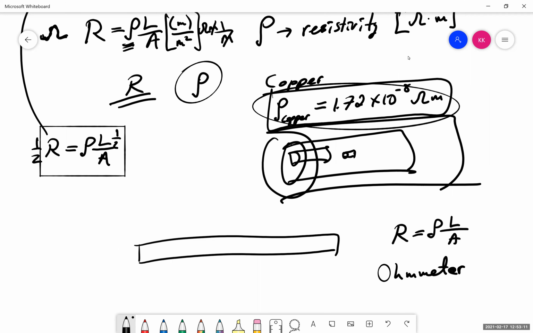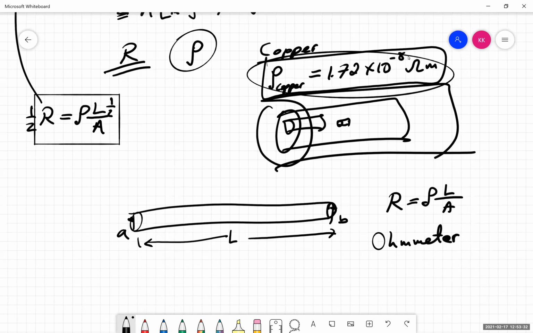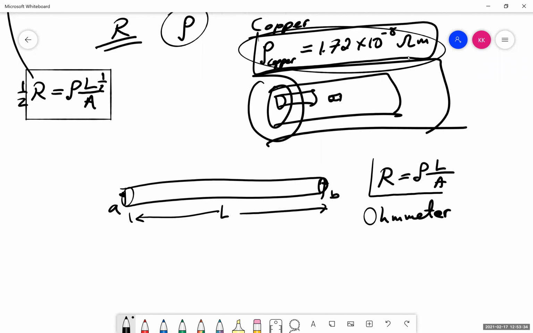and let's say we take the ohmmeter and connect it to points A and B, and let's say we measure the length AB. And let's say we are provided with the cross-sectional area. Then what I want to do here is take data to see if this relationship is correct or true or not. Basically, investigate and verify that.